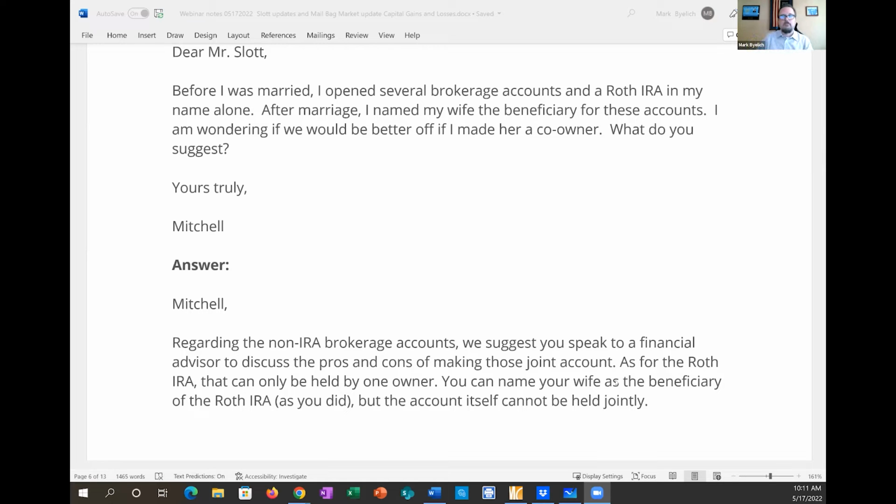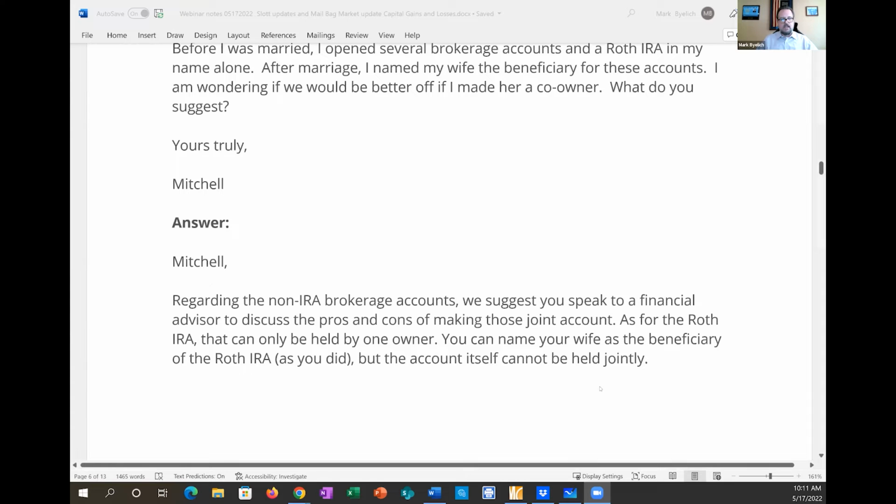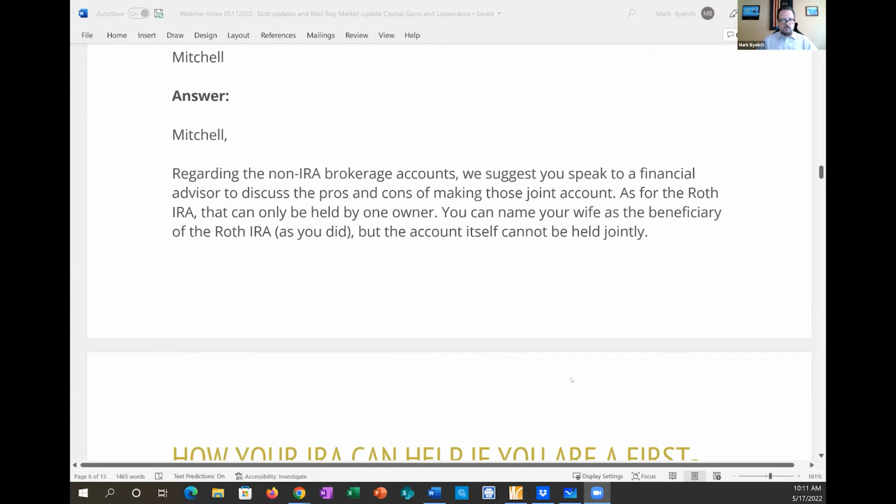Yes, of course, you should have your beneficiary named in there. That beneficiary only receives that account when you die. You can't gift an IRA to somebody else. You can distribute it and gift the money, but the only way you can pass IRA money to somebody else is if you die. So the only way to do that is to name a beneficiary, and for it to stay an IRA. And you wouldn't want to distribute a Roth IRA during your lifetime just to put somebody else on there, because you're destroying the tax benefits of it. For most people, you can name your wife as the beneficiary of the Roth IRA, as you did, but the account itself cannot be held jointly.